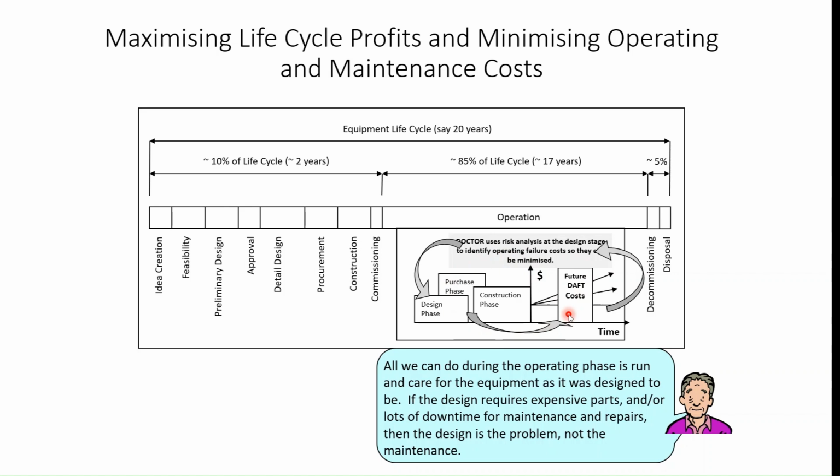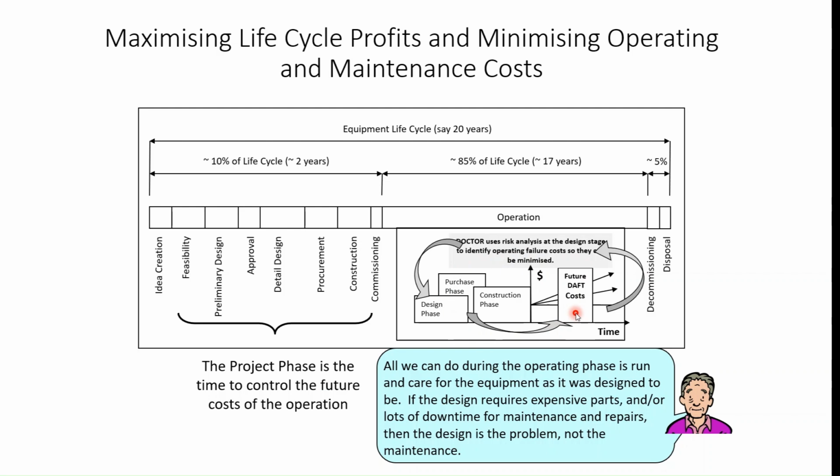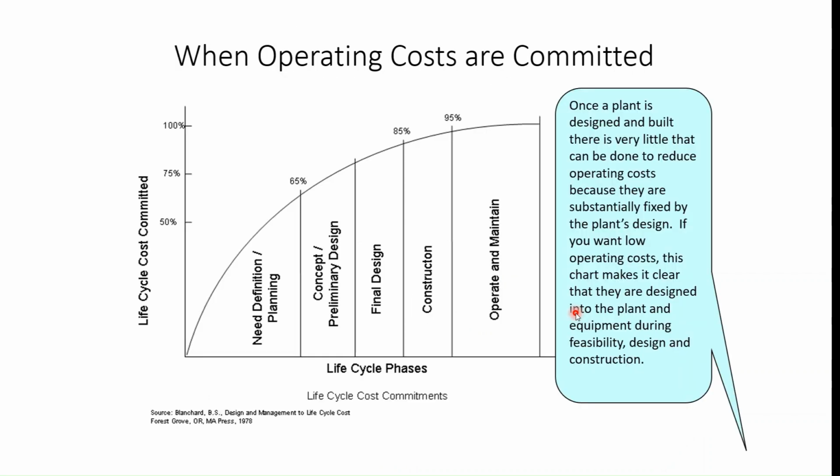This figure shows when plant operating costs are committed. It indicates that up to 95% of operating costs are predicated or set in place during the capital phase. By the time a plant goes into operation, there is little that the people operating and maintaining the plant can do to change operating costs.